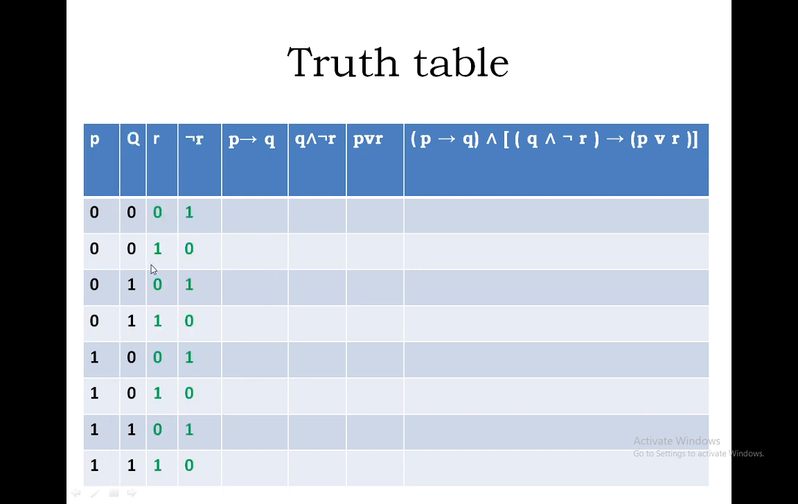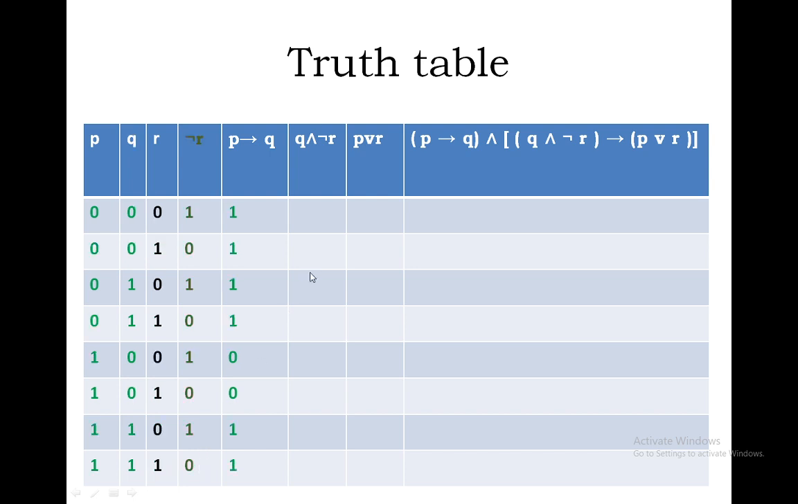Once it is done, next we'll go with the negation of R. For this negation of R, the input is R only. Negation means 0 will become 1 and 1 will become 0. So similarly for the rest of the values: 0 will become 1, then 1 will become 0, and so on.